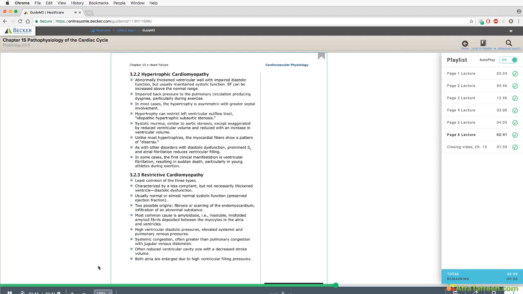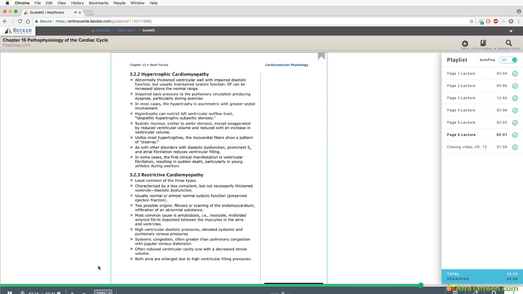This indicates it is not a pressure overload causing hypertrophy. If the pressure overload causes hypertrophy, there is no disarray of the fibers. As with other disorders of diastolic dysfunction, you have a prominent S2 and you're subject to atrial fibrillation, which further reduces ventricular filling. And finally, we have restrictive cardiomyopathy.